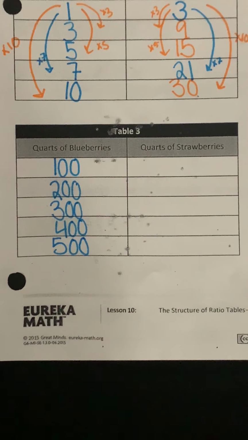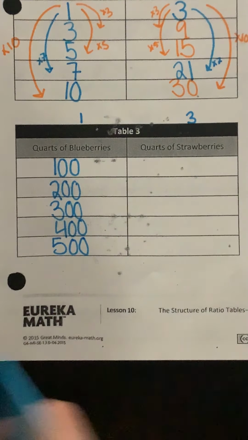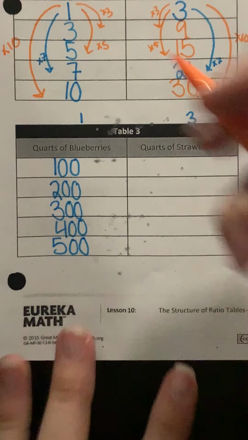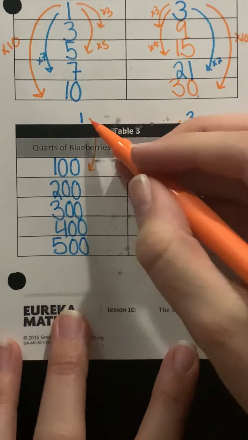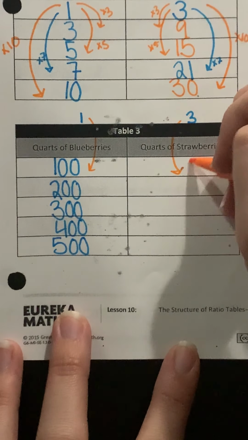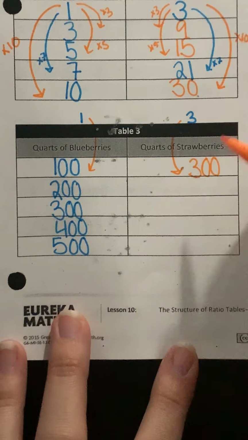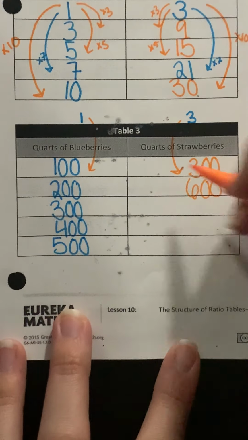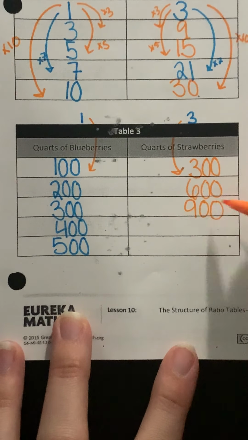And so now I know if I'm starting with 1 and 3, that I'll be multiplying by that value, just like we've been practicing. So 1 times 100 equals 100. 3 times 100 equals 300. Times 200, times 200, times 300, times 300.